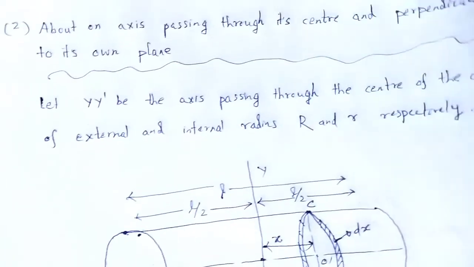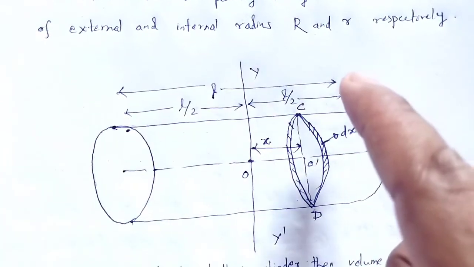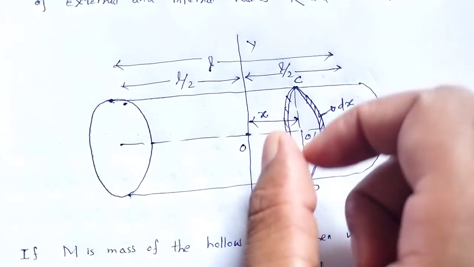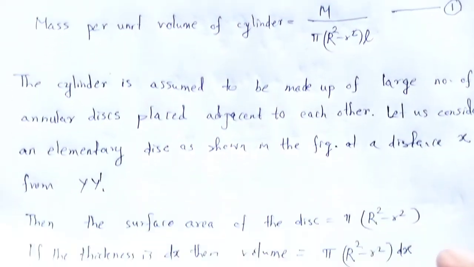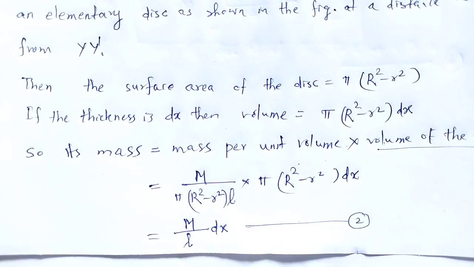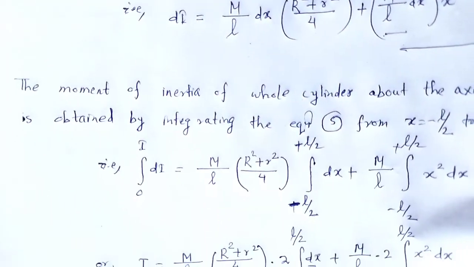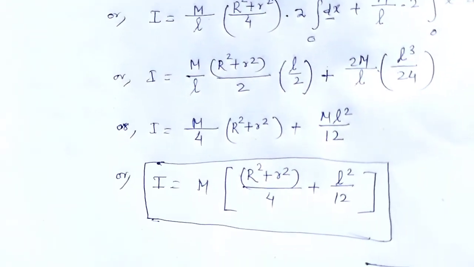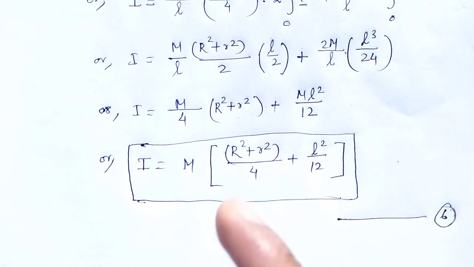Again another type, that is about an axis passing through its center and perpendicular to its plane. We take the hollow cylinder and again an elementary portion of it, find out its mass, the moment of inertia of the disc, and finally, integrating, find the expression for the moment of inertia of the hollow cylinder when we consider it about an axis passing through its center and perpendicular to its own plane.